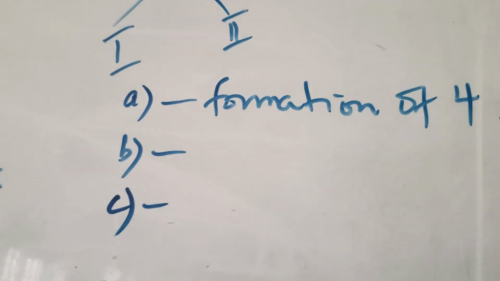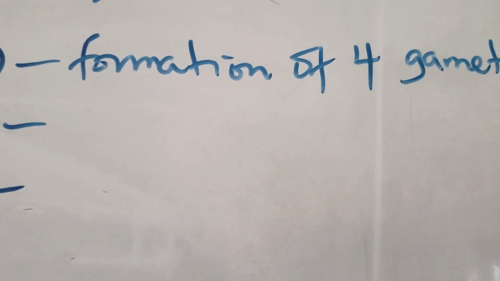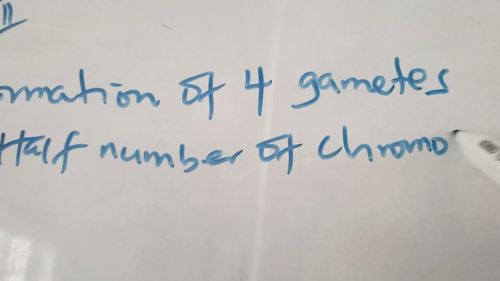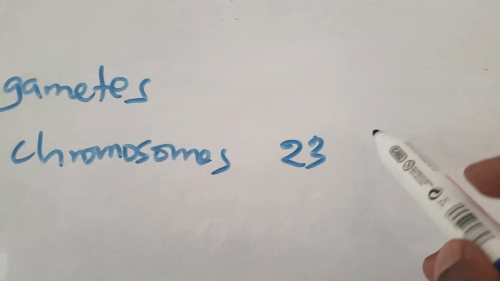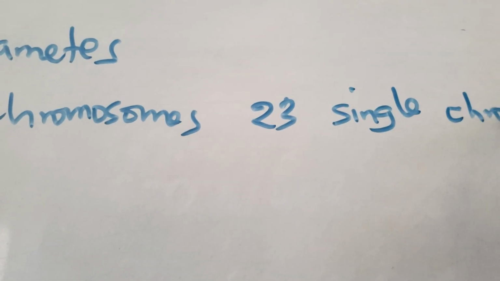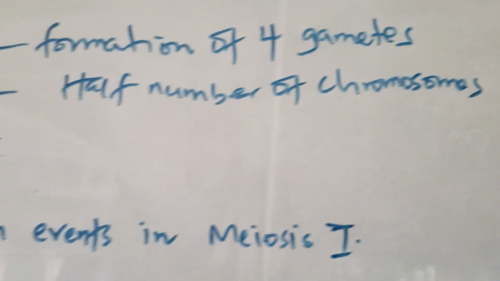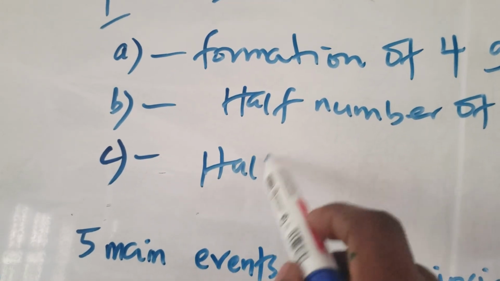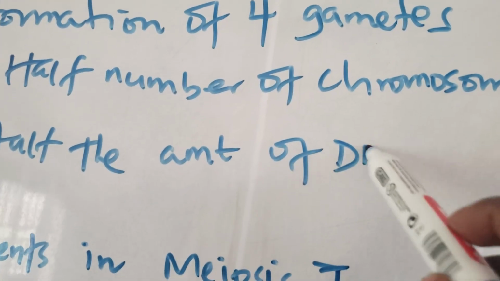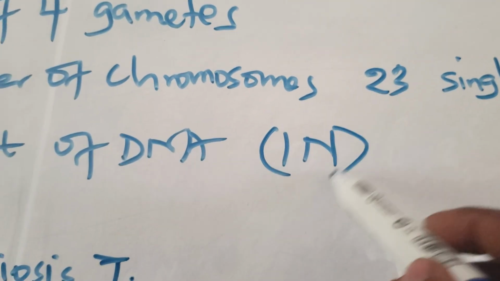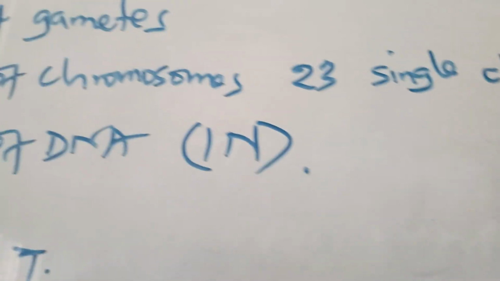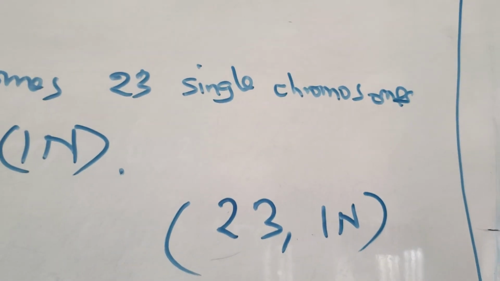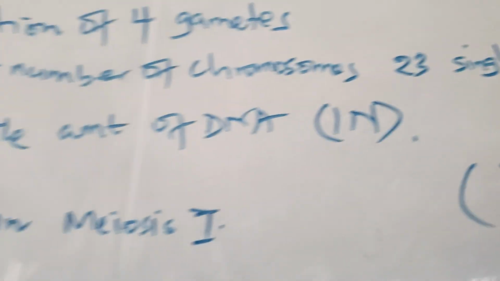And these gametes contain half the normal number of chromosomes, meaning they contain 23 single chromosomes. And these gametes have half the amount of DNA. So they will have 1N. So we are saying this meiosis results in formation of cells of this kind: 23 single chromosomes with half the amount of DNA.